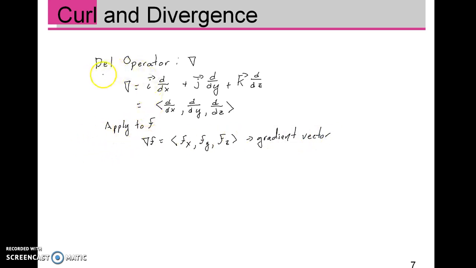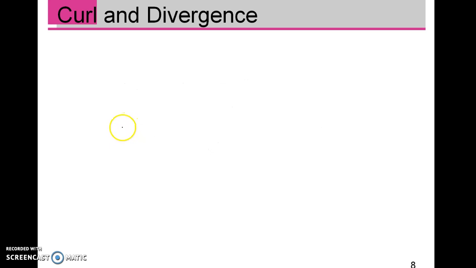So let's use this del operator in two different ways. One we're going to apply for the divergence, and one we're going to apply in a way for a curl. First of all, we're thinking of this vector f as a fluid or gas flow, some sort of velocity flow vector field, and we want to compute two quantities that describe the way this vector field curves. One will be curl, one will be divergence.